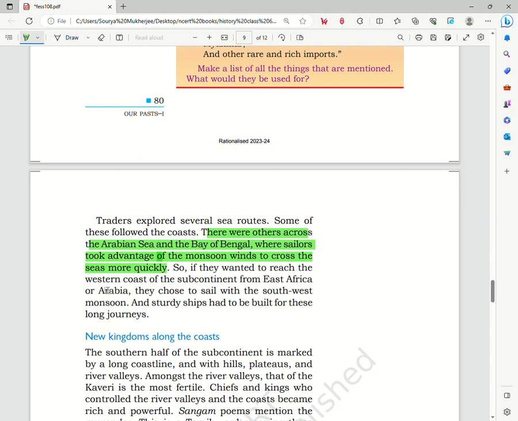If they wanted to reach the western coast of the subcontinent from East Africa or Arabia, they chose to sail with the southwest monsoon, and sturdy ships had to be built for these long journeys. These winds were known as the southwest monsoon. If you look at the map, it blows from the southwest, from towards Africa towards the southern coast of India. So if a trader is coming from the Mediterranean to Arabia, he would take a ship and follow these southwest monsoon winds, and with their help he would make the journey from Arabia to the Indian coastline in much less time.